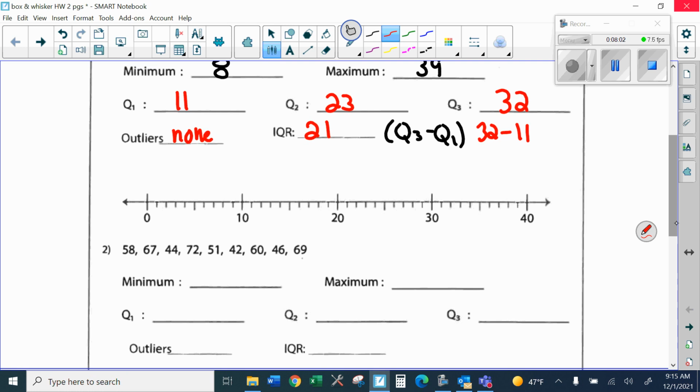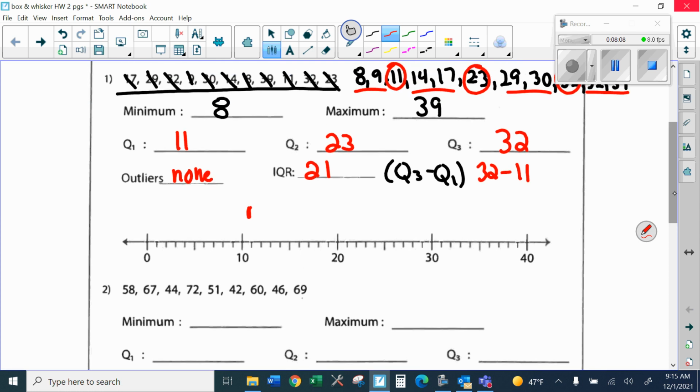So we have 11. Okay, we have the highest, 39 right there. Okay, we have Q1. I mean the lowest. Sorry, Q1 is at 11. The lowest is 8. The median is 23. Q3 is 32, and the highest is 39.